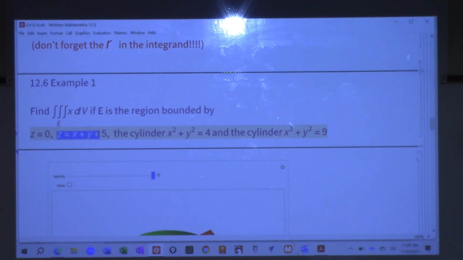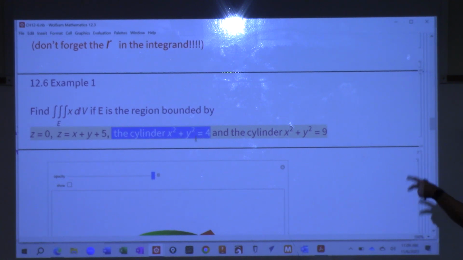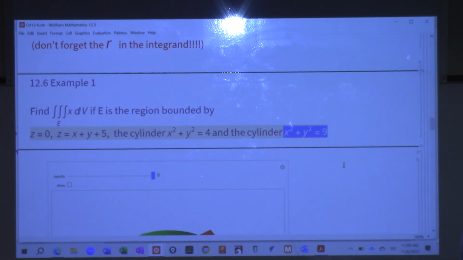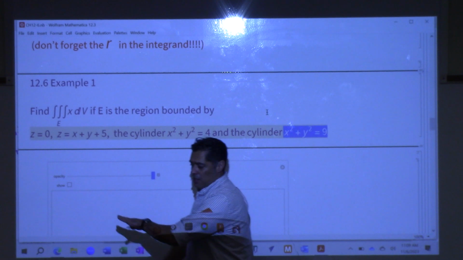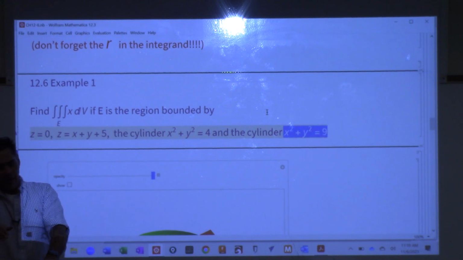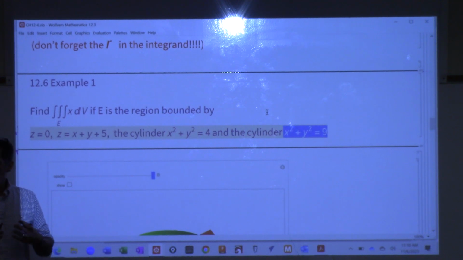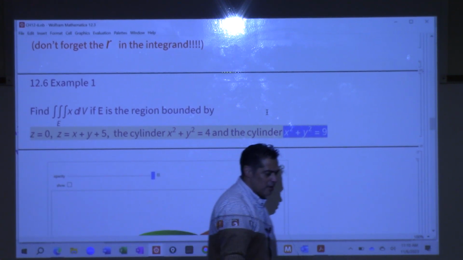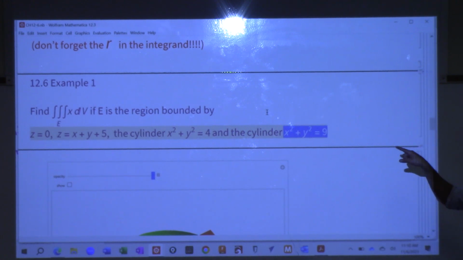Z equals x plus y plus 5, that's a what? Plane. A cylinder of radius 2 that opens, the cylinder goes which axis? Out the z-axis because the z is missing. And then another cylinder of radius 3. Yeah, same axis. So you've got the ground, right? You've got the ground. You've got some plane. And then you got two cylinders punching through those, right? And the solid we're integrating over is that solid bounded by all of those.